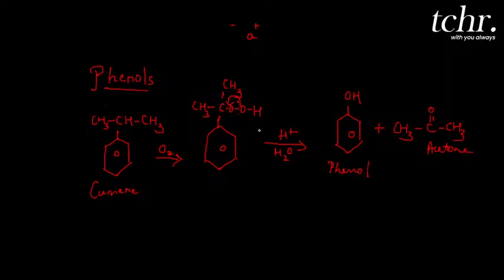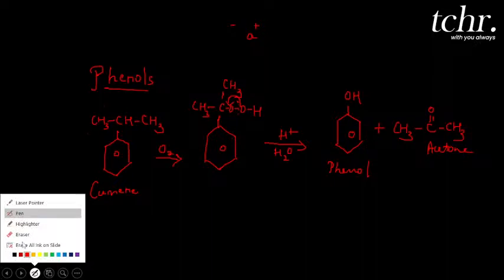So we have taken cumene. Cumene is nothing but isopropyl benzene. Cumene on oxidation, on passing air, gives cumene hydroperoxide. Treat cumene hydroperoxide with any dilute acid, and we get the product phenol. So using aromatic compounds like this, we can prepare phenol. And students, from the board exam point of view, all the methods of phenol are very important.